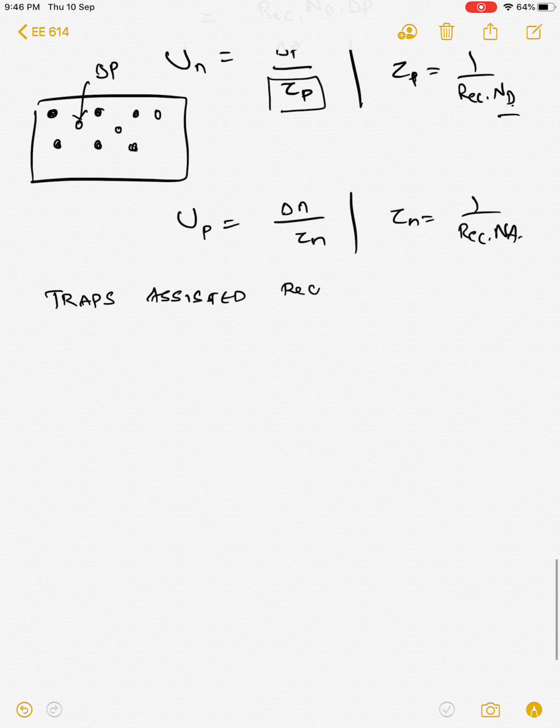Assisted recombination or generation. So the previous treatment was the case in which the electrons and the holes recombine directly, or you have a creation of an electron hole pair directly by means of a photon or by thermal generation.